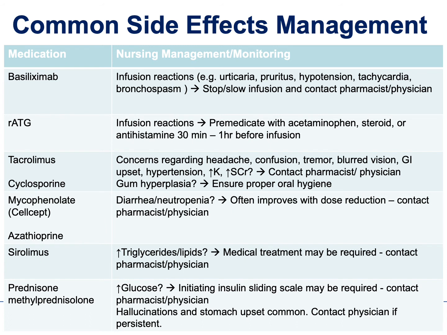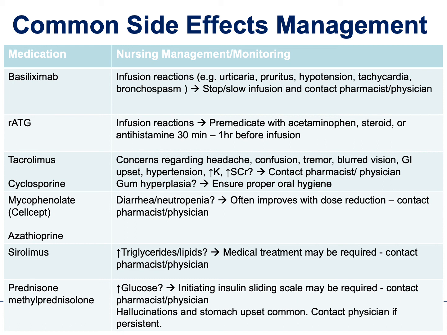So let's talk really briefly about common side effects and their management. For basiliximab, we said that it can have infusion reactions, so a rash suddenly appears and it's really itchy, or a patient's blood pressure drops, they have tachycardia or bronchospasm. You can stop or slow down the infusion and then contact the pharmacist or physician. For RATG, if they do end up having infusion reactions, we can actually prevent that from happening by premedicating with Tylenol, steroids, or antihistamine for 30 minutes to an hour before the infusion.